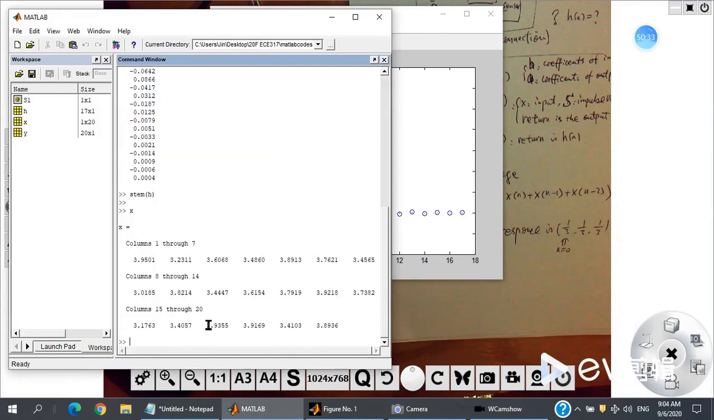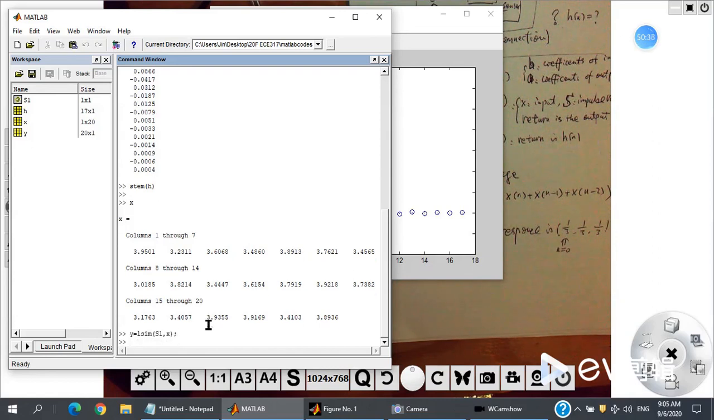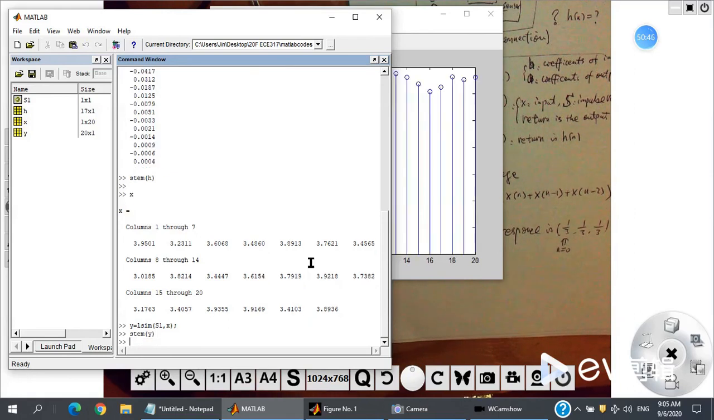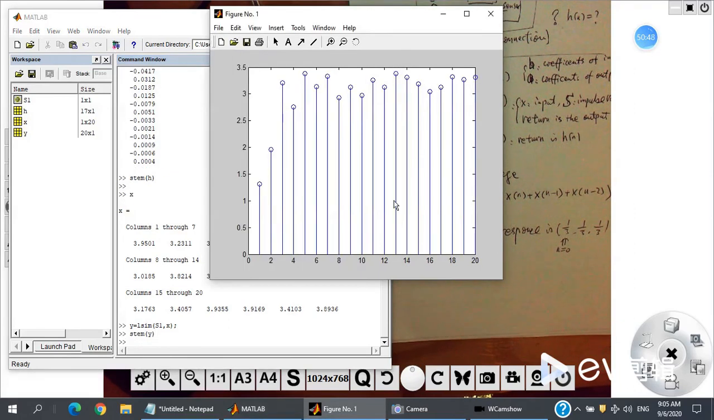What will be the output? Okay. Again, have a look. Now this is the output, a different output. Okay. Yeah, it just looks like this.